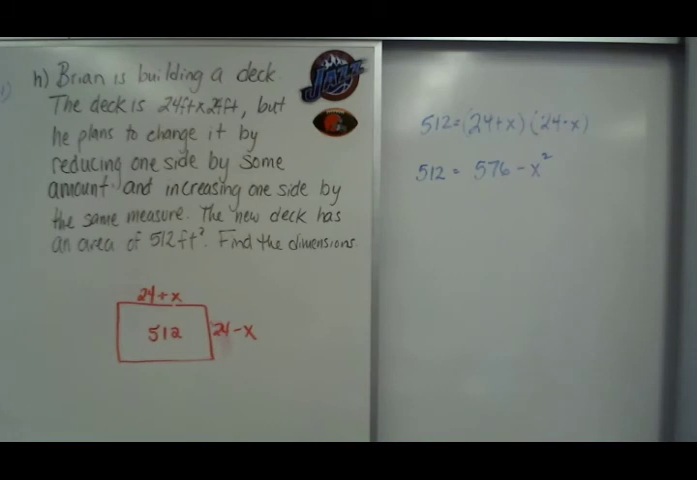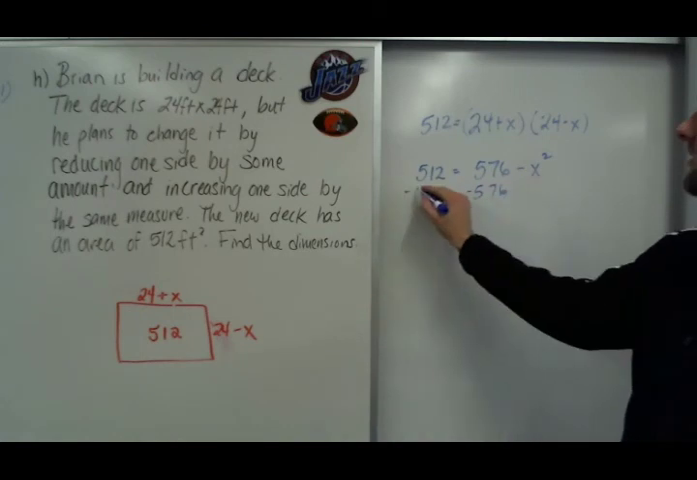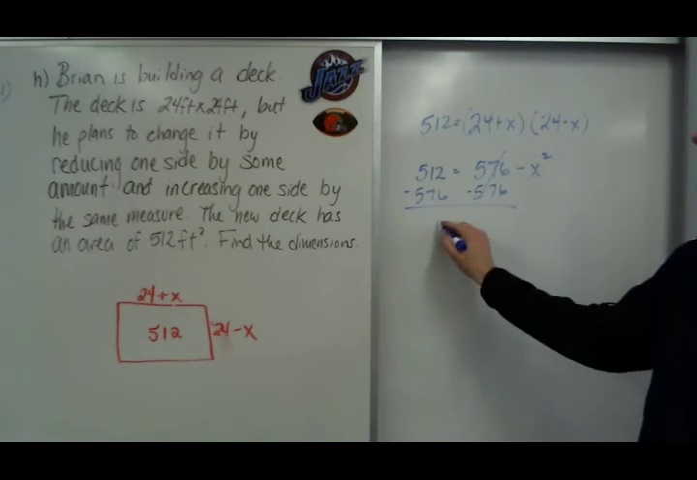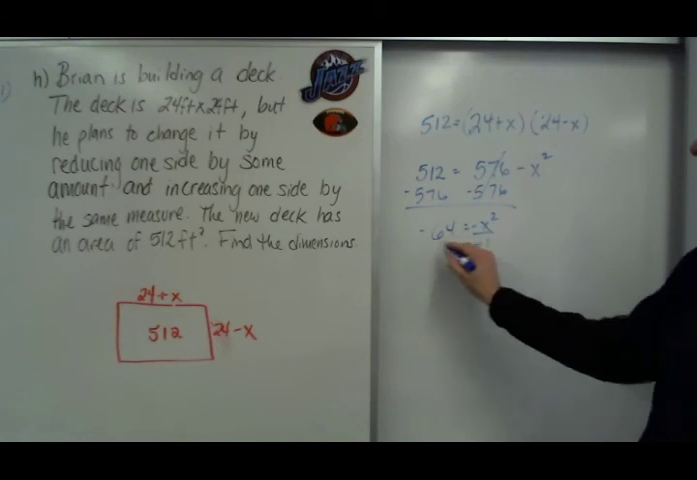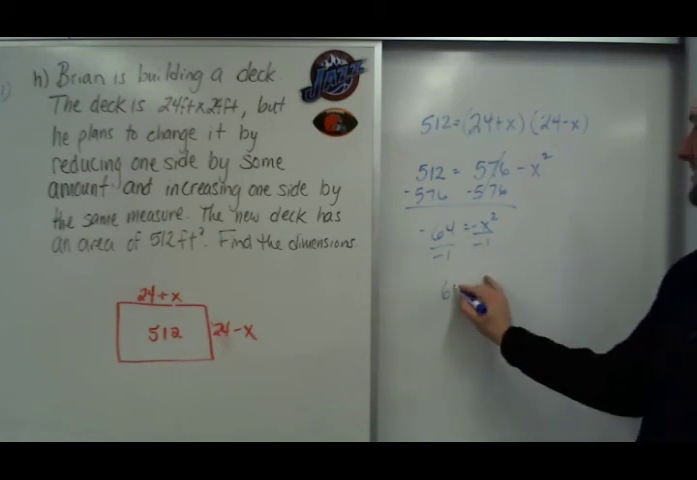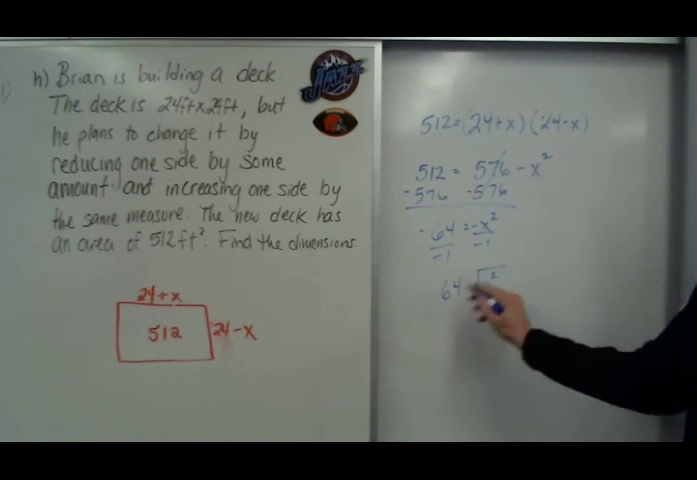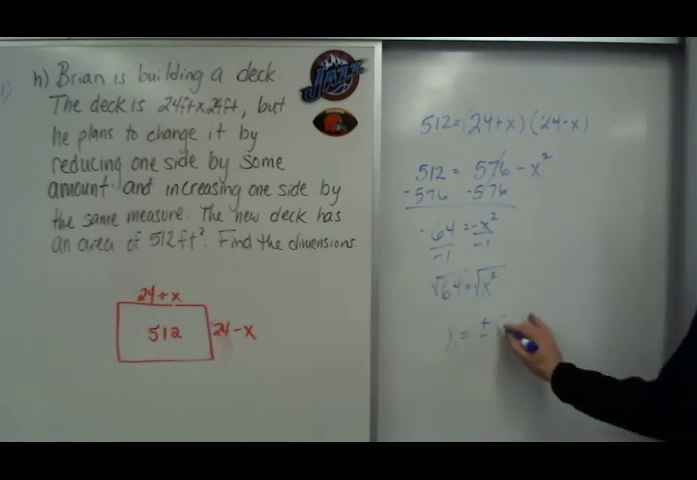And now you just solve for x squared. There's a couple different methods, and we've talked about a few of these. But if I get this x squared by itself, I'm going to subtract 576. So that cancels out. On this side, you end up with negative 64 equals a negative x squared. You then divide by negative 1, and you've got 64 equals x squared. To eliminate a square, you then take the square root of both sides, and you end up with x equals positive and negative 8.